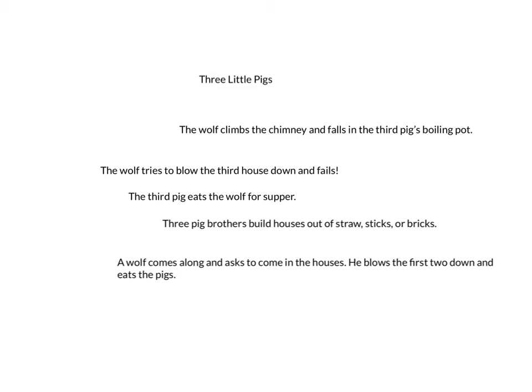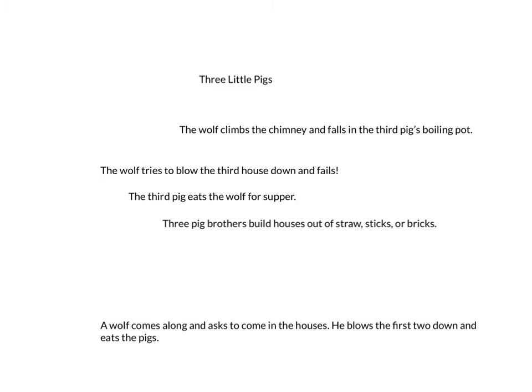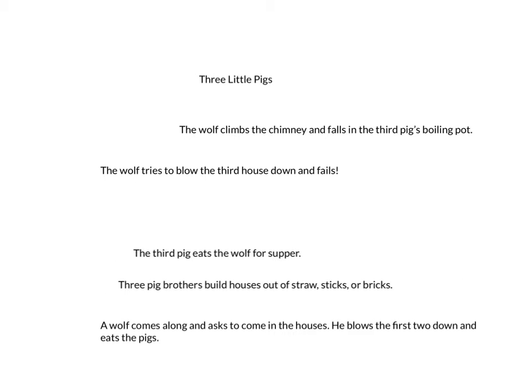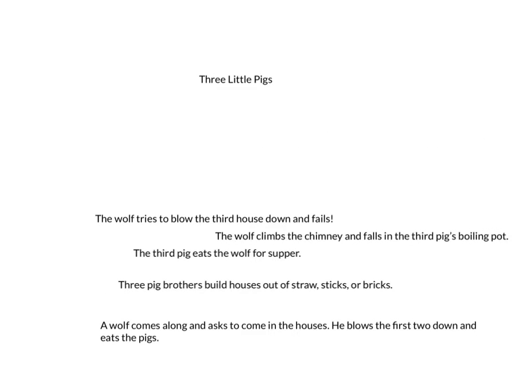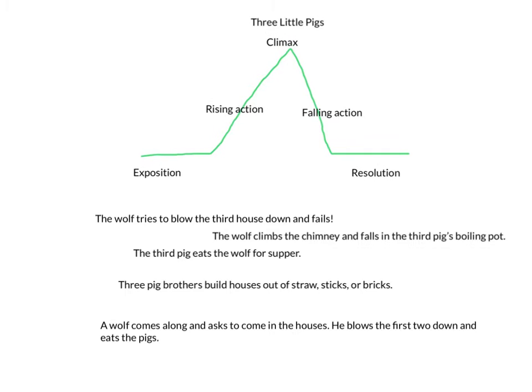Okay, I've got a familiar story here that we can kind of map onto the big arc of a story. These are the five parts of the Three Little Pigs story. So let's get our story arc here. All right, so exposition, rising action, climax, falling action, and resolution.